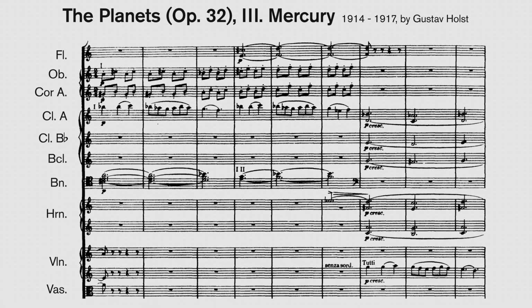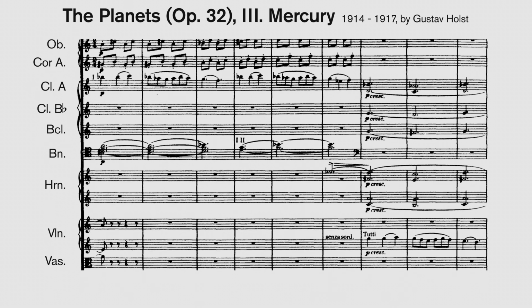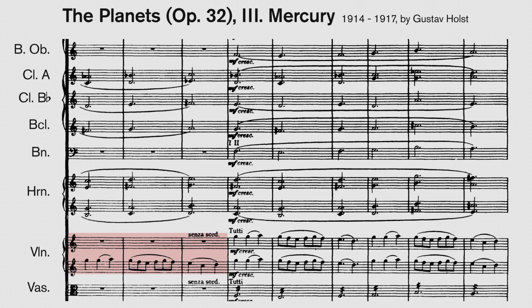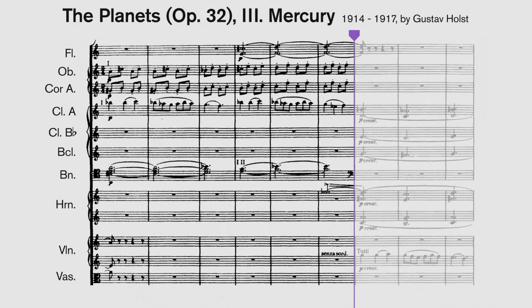The first thing that we want to see is how Holst doubles the woodwinds with the other sections. So here, we have the motif in the violins, while the horns and clarinets play one chord per bar with the whole thing gradually crescendoing.